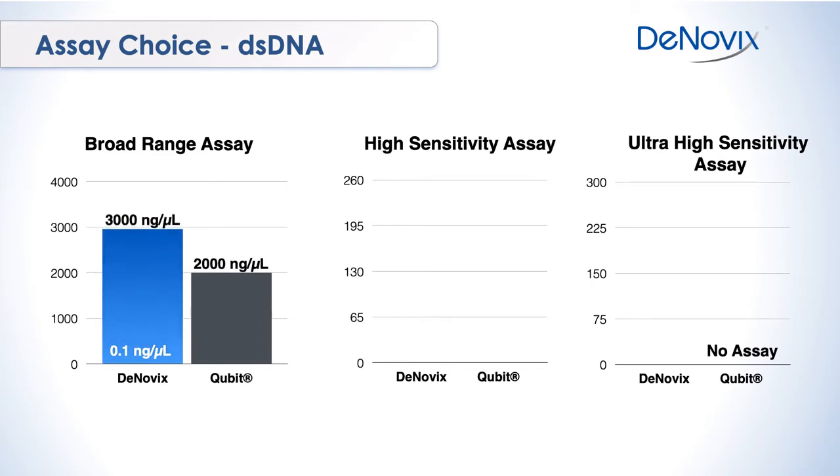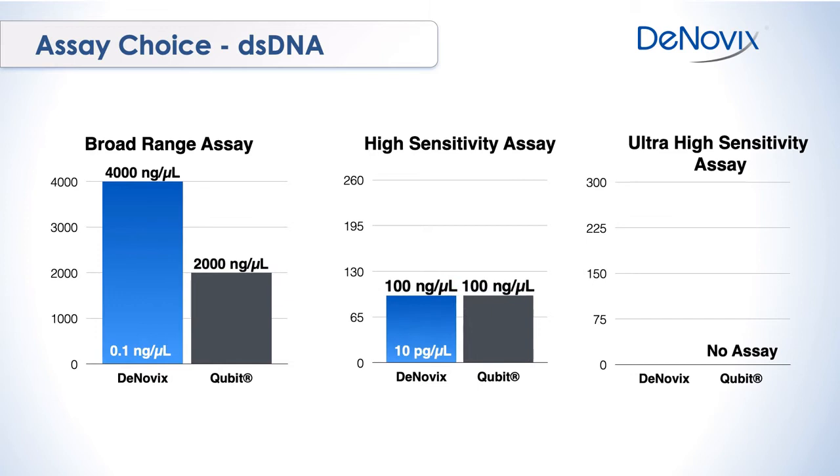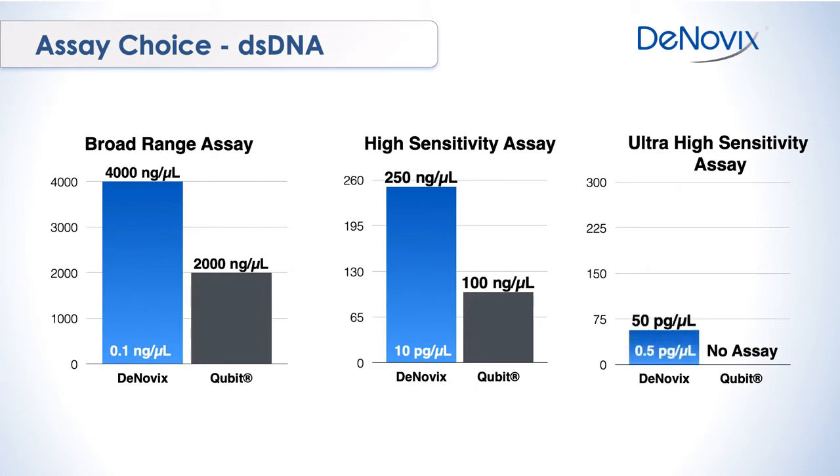So to give you an idea of how these assays are arranged, these are the DeNovix assays that I'm showing you here at the moment. This is for double-stranded DNA. In this assay family, we have 3 different assays: a broad range, a high sensitivity, and an ultra-high sensitivity assay. The broad range assay takes us from 0.1 nanogram per microliter up to 4,000 nanograms per microliter. High sensitivity takes us down into the picogram range, so 10 picograms up to 250 nanograms per microliter.